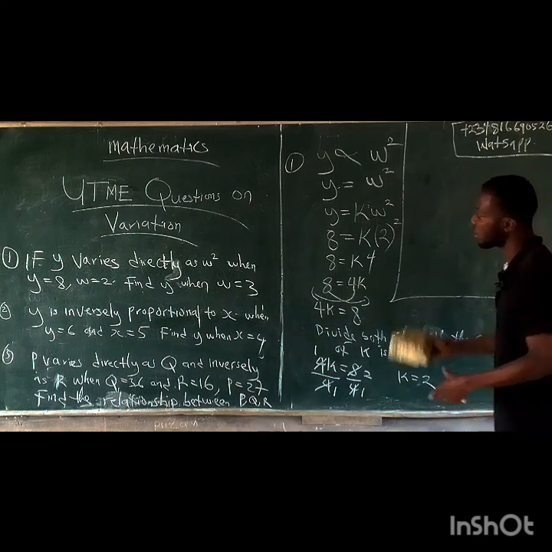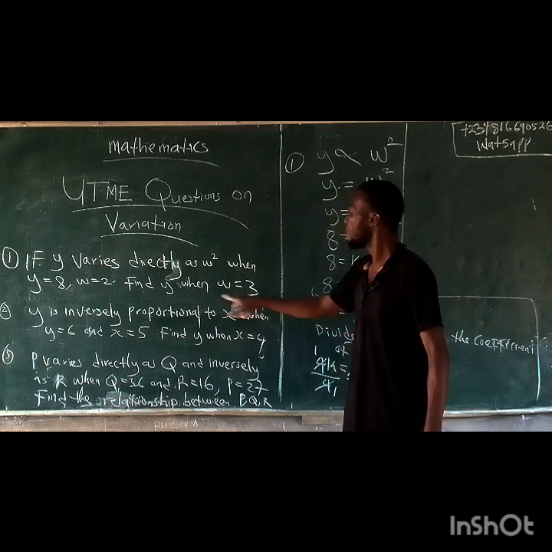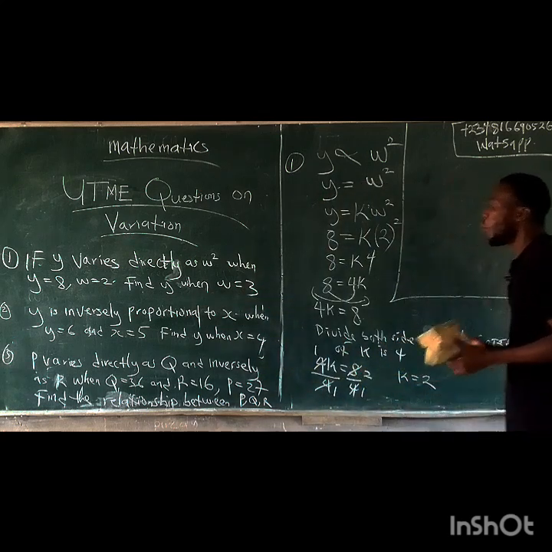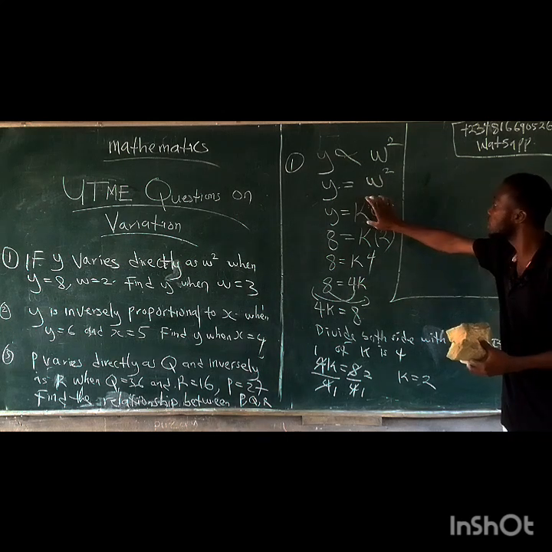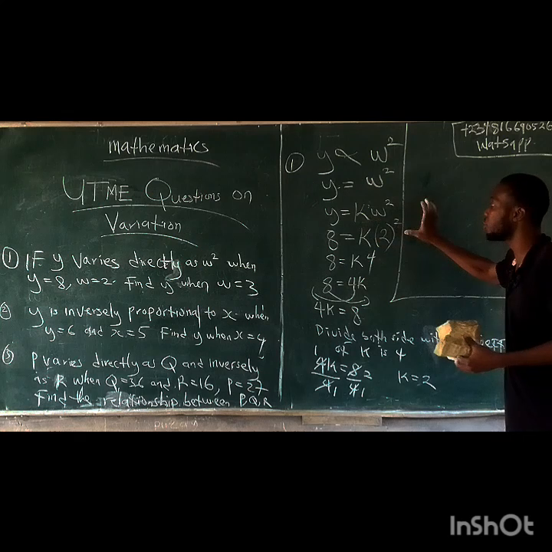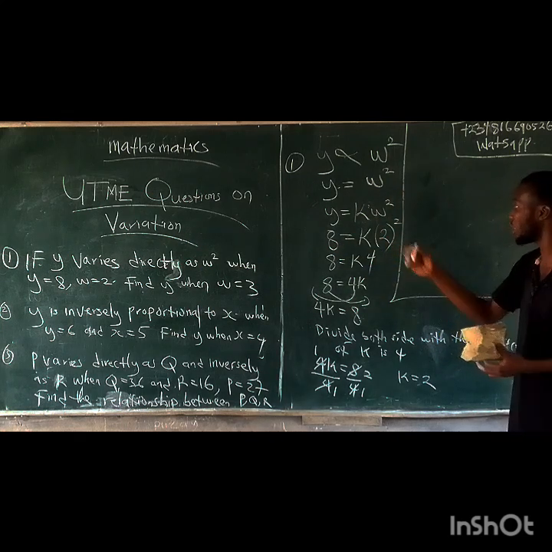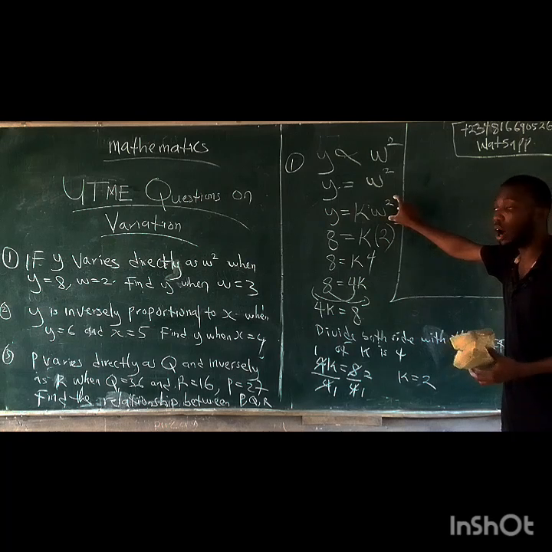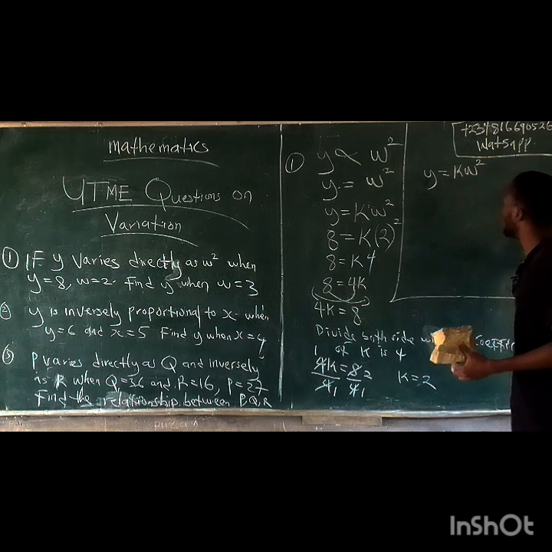But the question is, find y when w equals 3. So when you are dealing with that, it's still that same relationship, which is the direct variation. So it is this relationship you use to solve the problem. So I'm going to bring out this relationship, which is y equals k w raised to power 2. That's the direct variation.